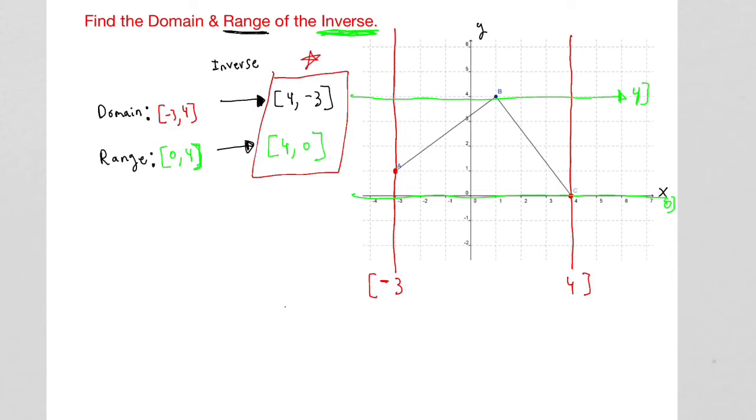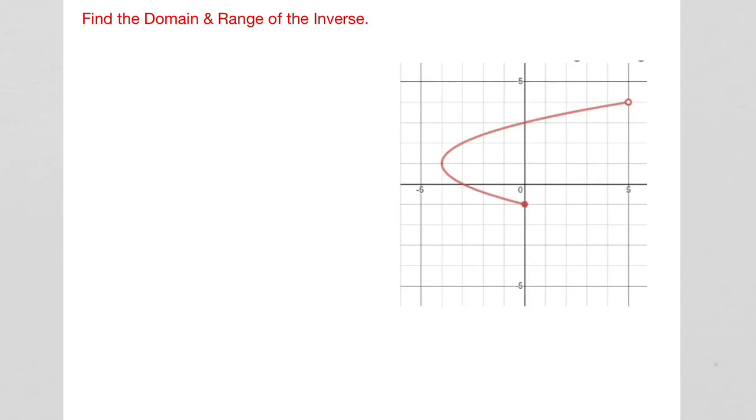Let's do one more for extra practice. Let's begin by getting the domain of this graph, again by concentrating on the x values, scanning the graph from left to right. Here we can see that the lower bound is going to be at -4, and the upper bound is going to be here at +5.